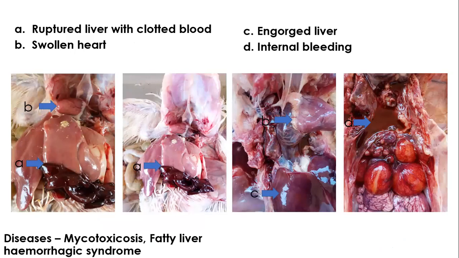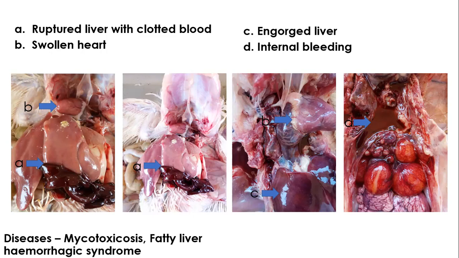So you have ruptured liver with clotted blood. As you can see in here, we have swollen heart. You can see the shape of the heart. You can see the apical part is somewhat bigger than it's supposed to be, and it's somewhat rounded. It's not pointed, it's rounded, which is not supposed to be. So there is the swollen or enlarged heart. We have engorged liver too. As you can see in C, you can see very red. Liver is not supposed to be this deep red. And you can see internal bleeding in D.